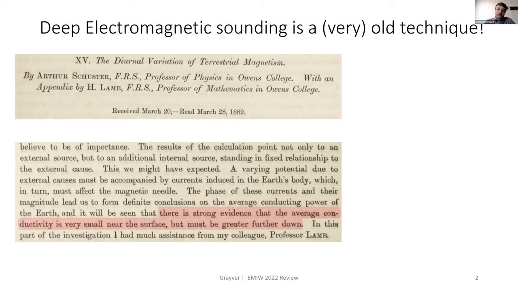And he established, among other fantastic things he did, that there is strong evidence that the average conductivity is very small near the surface, but must be greater further down. That observation probably comes from the fact that there is an adiabat, a sort of temperature gradient, and the conductivity on average increases with temperature. Right.